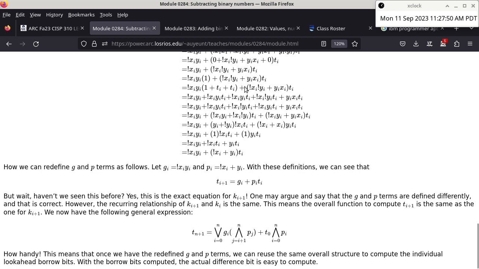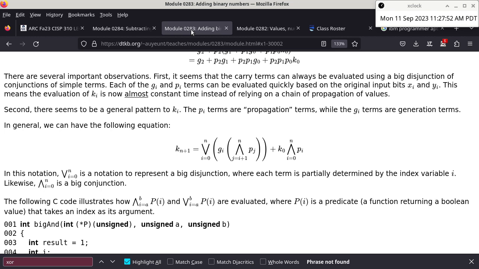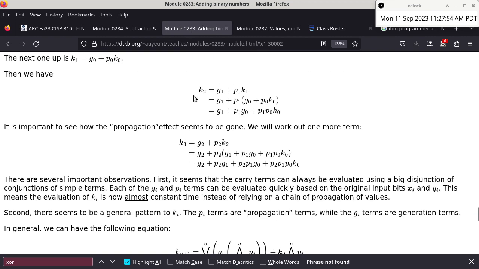So that means if you want to figure out what is T of 3, just look at K of 3. Replace every mentioning of K with T, you're done. It's that easy.